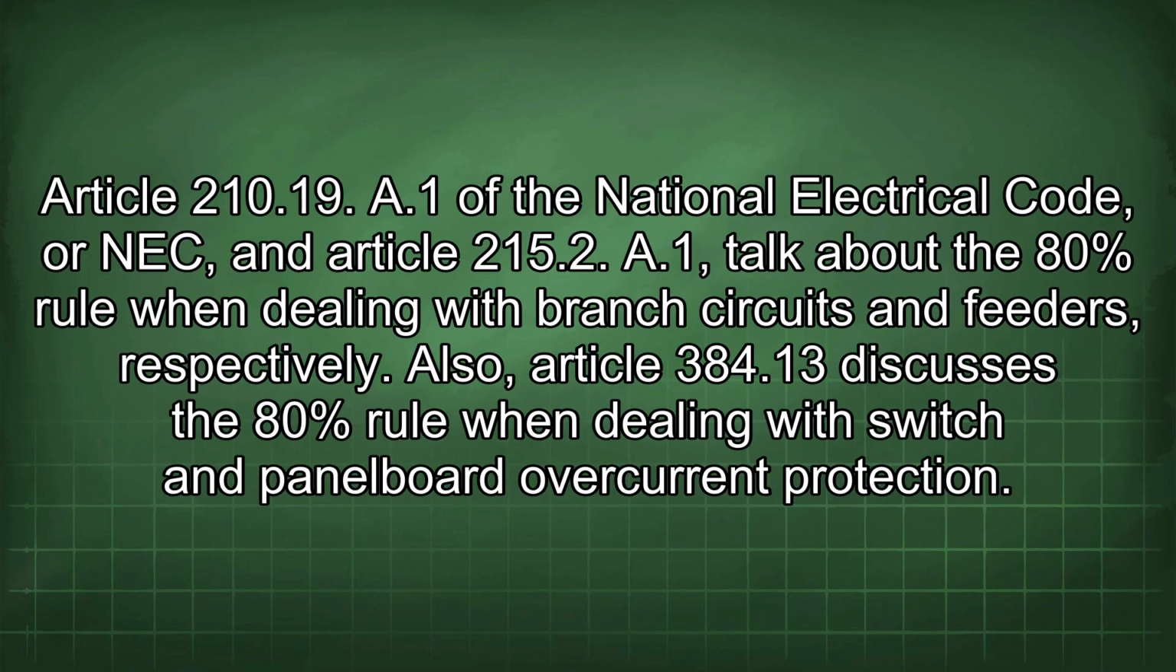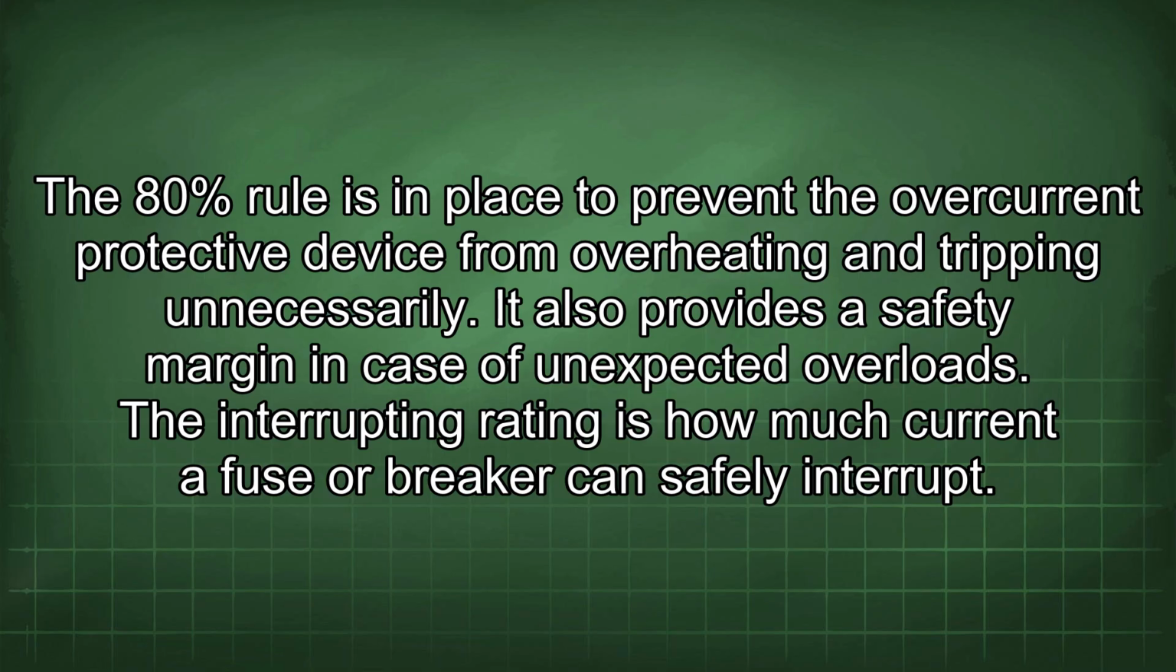Article 210.19(A)(1) of the National Electrical Code, or NEC, and Article 215.2(A)(1) talk about the 80% rule when dealing with branch circuits and feeders, respectively. Also, Article 384.13 discusses the 80% rule when dealing with switchboard and panelboard overcurrent protection. The 80% rule is in place to prevent the overcurrent protective device from overheating and tripping unnecessarily. It also provides a safety margin in case of unexpected overloads.